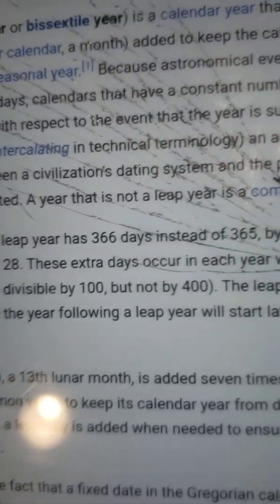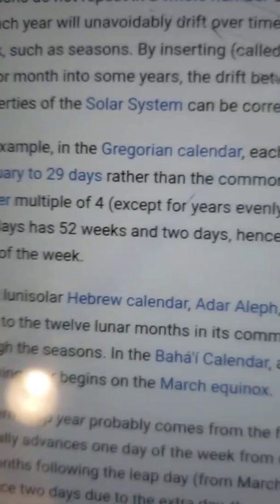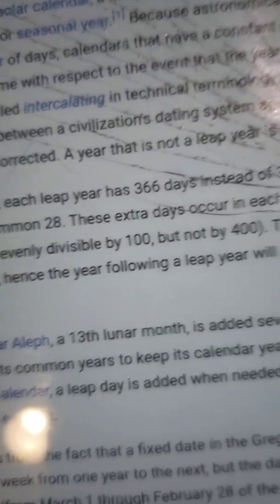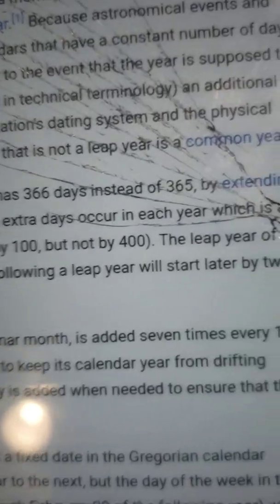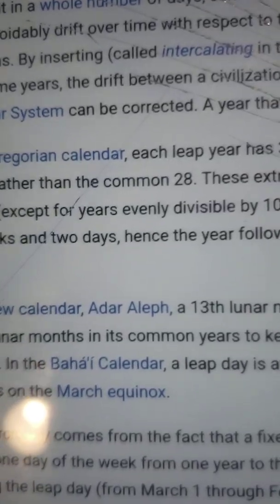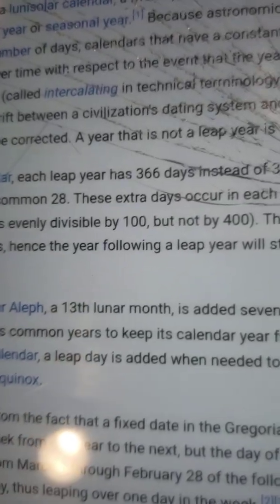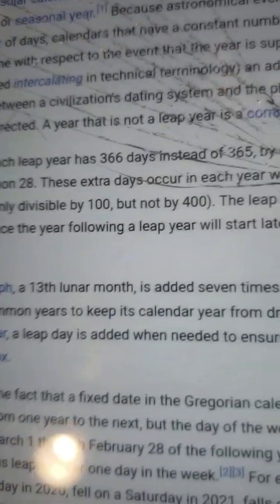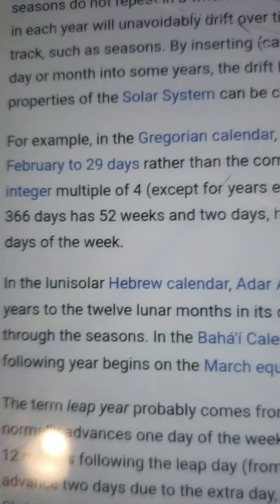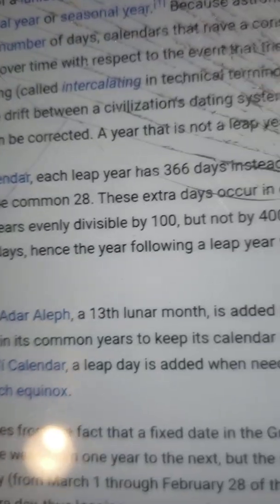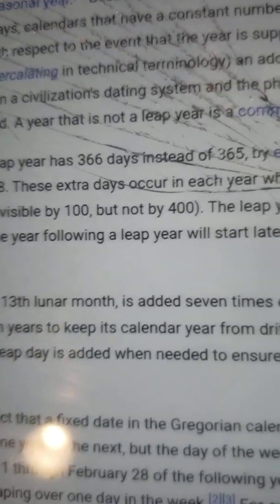A year that is not a leap year is a common year. For example, in the Gregorian calendar, each leap year has 366 days instead of 365, by extending February to 29 days rather than the common 28. So once again, what we see here, if I'm correct, is that, wait a minute, let me finish yet. These extra days occur in each year which is an integer multiple of 4, except for years evenly divisible by 100 but not by 400.